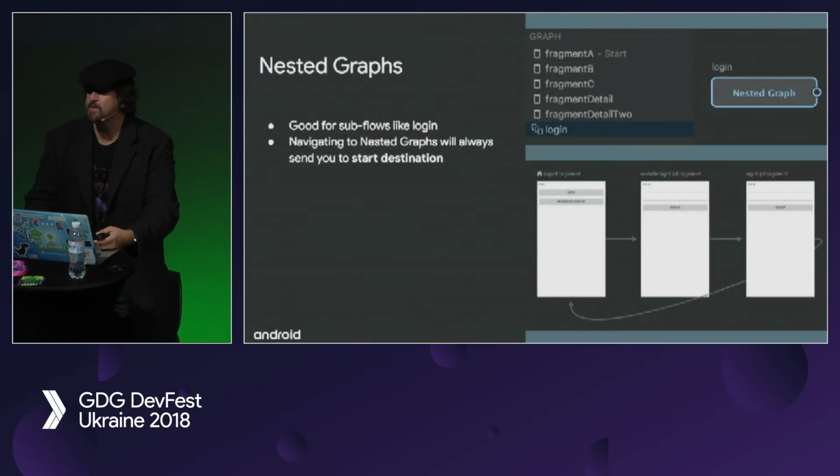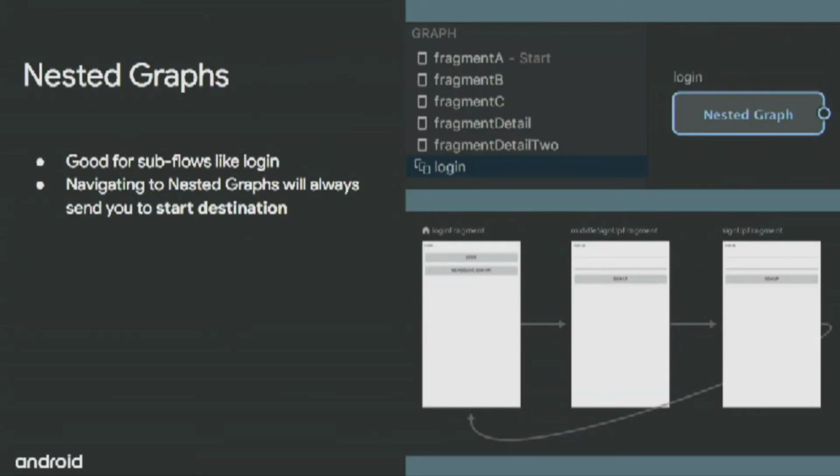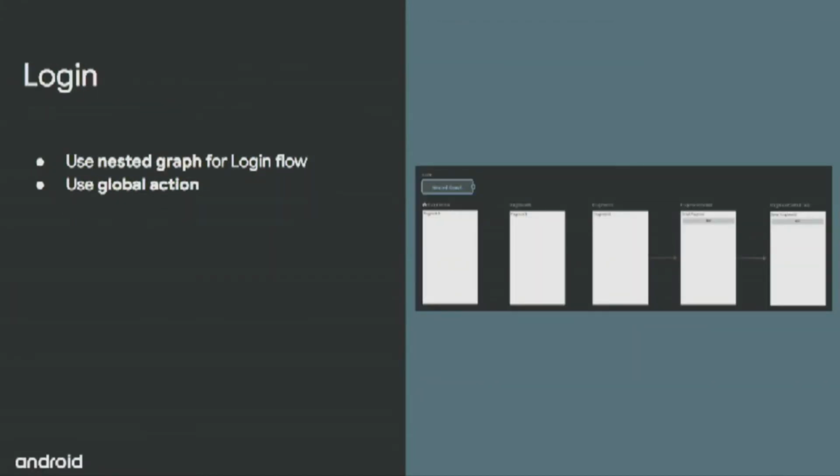And by definition, you actually don't navigate inside your graph. You actually navigate to the start destination of your graph, and now you're in a completely separate little graph that is doing its own thing, which is really useful for something like login. And we can use something called a global action now to get to this flow.